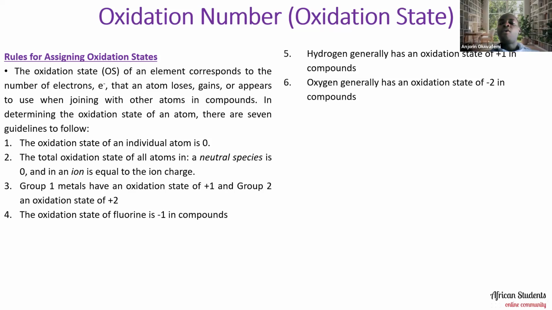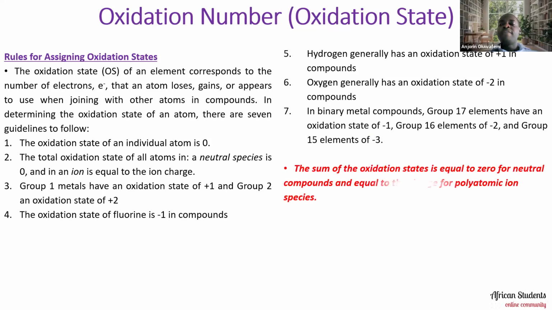Okay. Also, in binary compounds, group 17 elements have an oxidation state of -1. That is the halogen family. Group 16 elements have an oxidation state of -2, and then group 15 elements have an oxidation state of -3. So these are very, very important guidelines that we must be mindful of as we journey along in the world of chemistry. Okay, now the sum of the oxidation states is equal to 0 for neutral compounds and equal to the charge for polyatomic ion species.